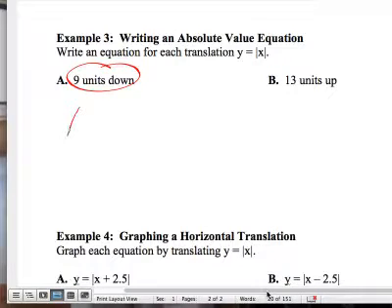So what we're going to do is we're going to take the graph of Y equals absolute value of X. We're going to subtract 9 from it, and that's how you get your equation there. That's all you have to do on that.